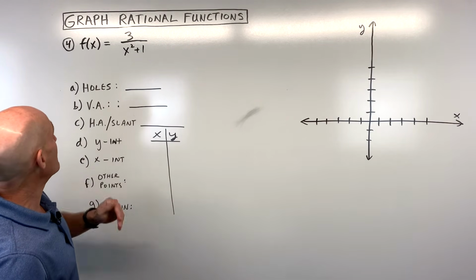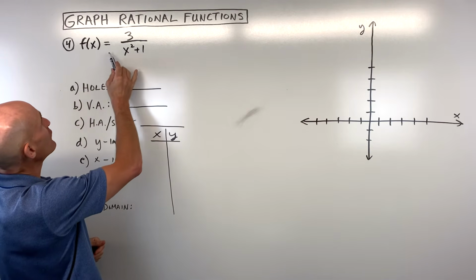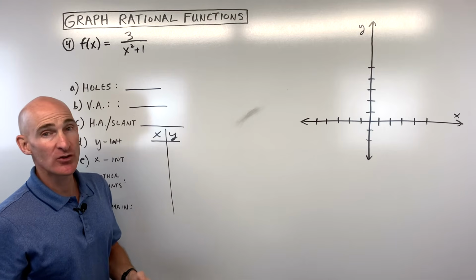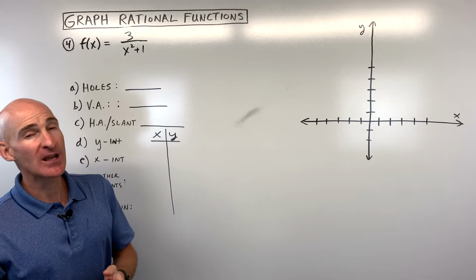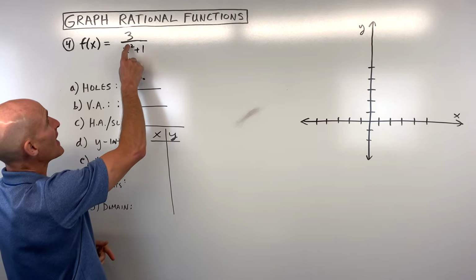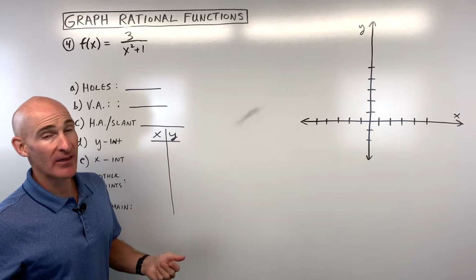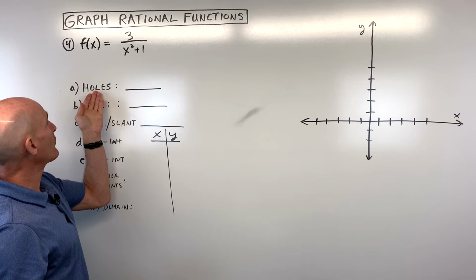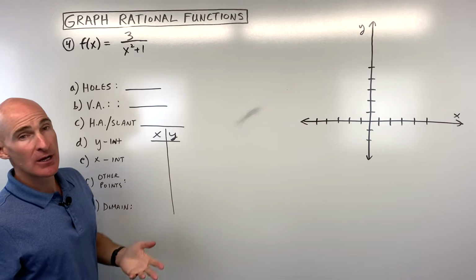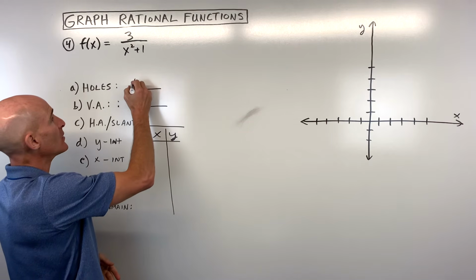So let's dive into number 4 and number 5. For number 4, we've got f of x is equal to 3 over x squared plus 1. So what's our first step? First step is always to factor as much as you can, but in this case, we cannot actually factor this. So, okay, we don't have to worry about that. Now what about the holes? Are there any factors that cancel with the numerator and the denominator? Well, in this case, no. So we're going to say no holes here.